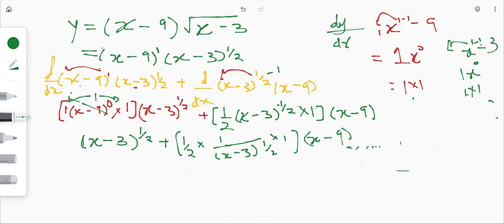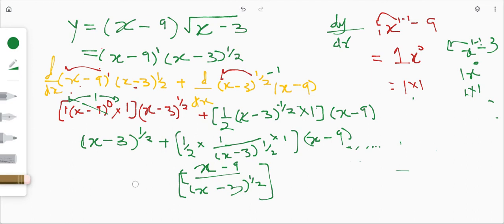So we operate in these brackets here. We're going to get 1 over x minus 3 to the power half, times x minus 9. So x minus 9 will just come on the numerator. We have x minus 9 over x minus 3 to the power half. When we multiply this out, we had 1 over x minus 3 to the power half, and when we multiply by x minus 9, we have x minus 9 as the numerator, okay?